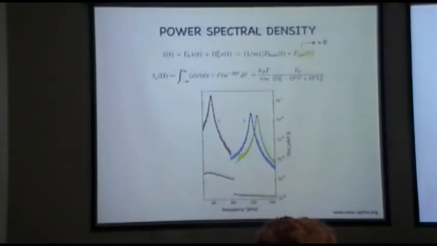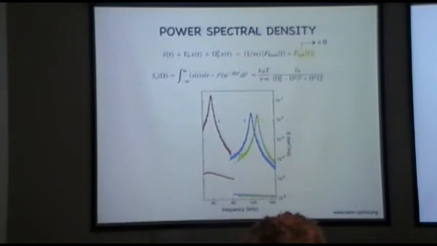Good, so you should know that a harmonic oscillator has a Lorentzian power spectrum. If you just take the Fourier transform of a harmonic oscillator and form the power spectral density, then you get this formula. This is a Lorentzian line shape function.